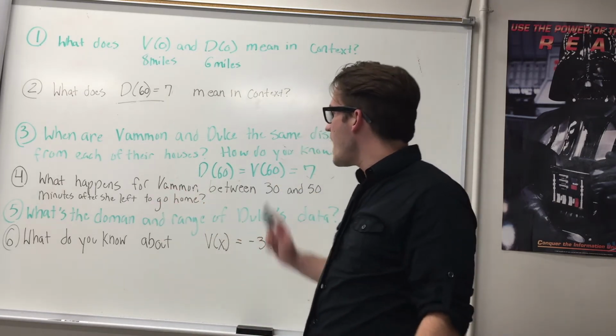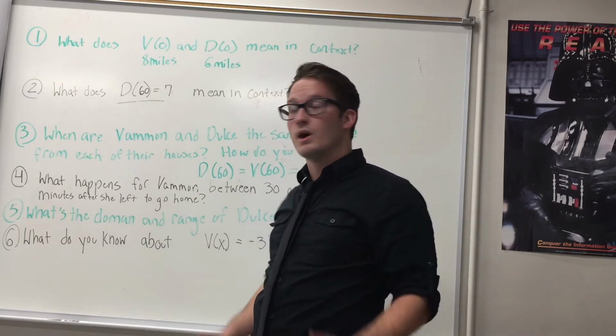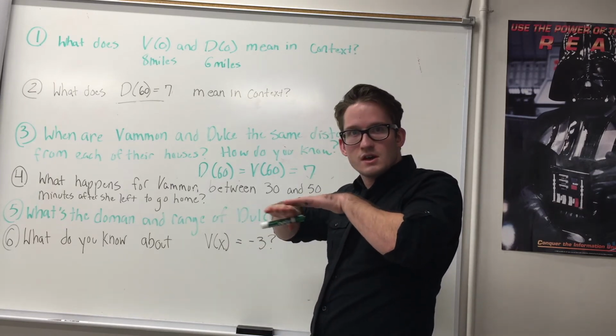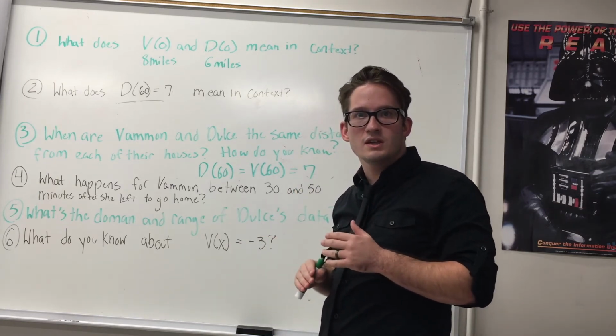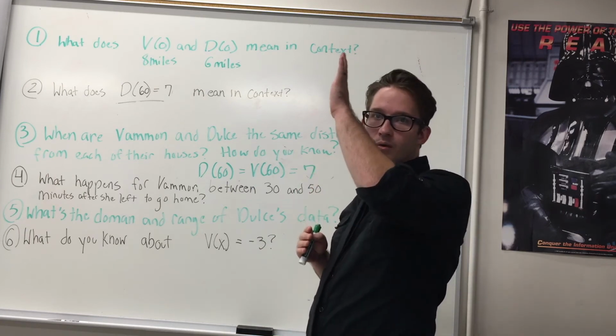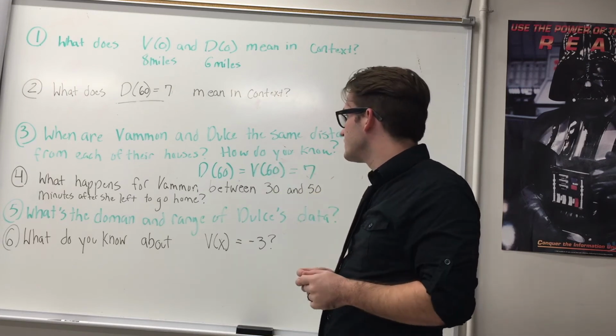For 4, what happens for Vaman between 30 and 50 minutes after she left to go home? Well, between that time period, her graph looks like this. So I know her distance from home didn't change, which means she hasn't gotten any closer to home or any farther from home. It means she's probably stopped for about 20 minutes.